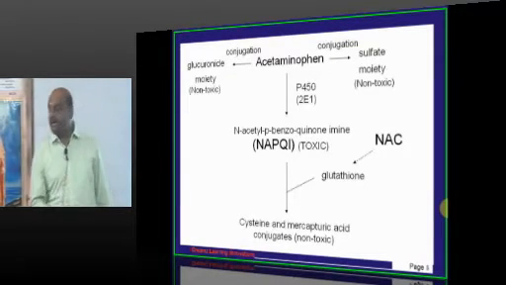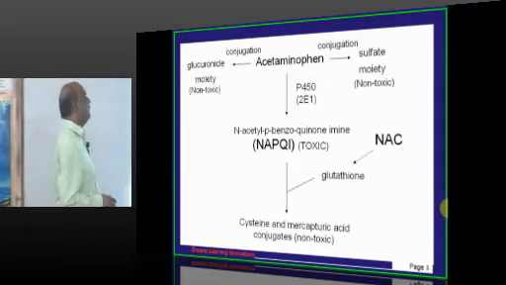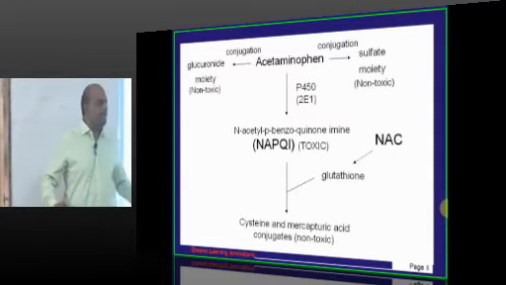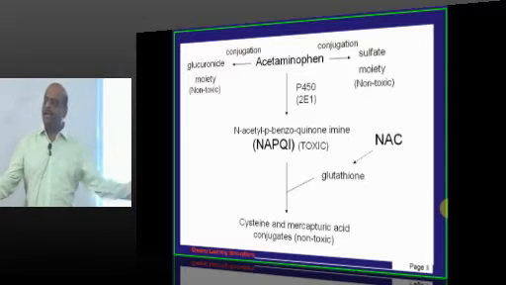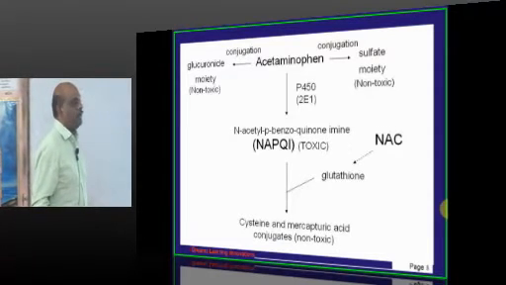What is the most important thing about acetaminophen? That is my question to all of you. How is it metabolized in our body? Can we take kilos and kilos of acetaminophen? We cannot take.